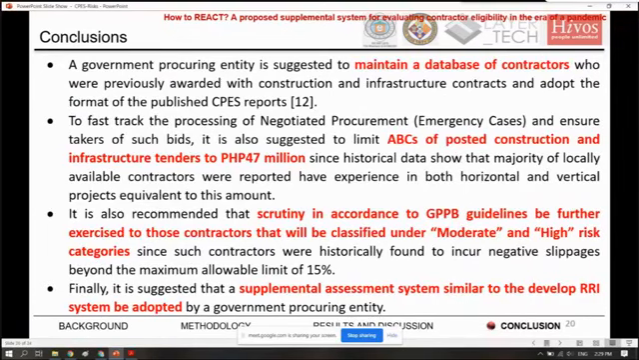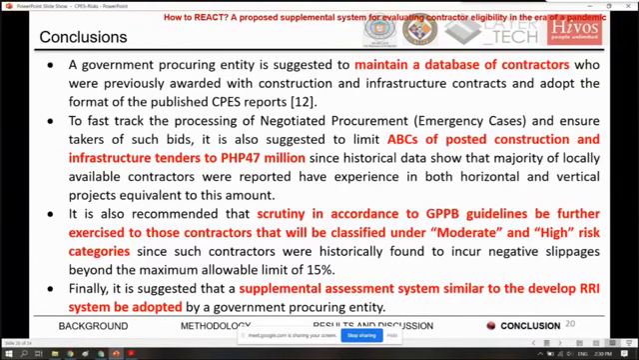A government procurement entity is suggested to maintain a database of contractors who were previously awarded construction and infrastructure contracts and adopt the format of the published CPES report. Also, to fast track the processing of the negotiated procurement under emergency cases and ensure takers of such bids, it is also suggested to limit the ABC of posted construction infrastructure tenders to 47 million. This is so because most of our contractors in Bicol region can handle such amount of ABC.